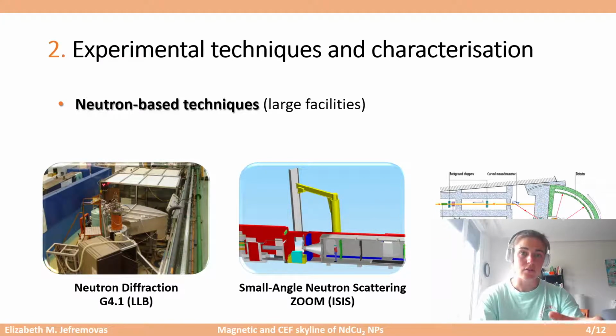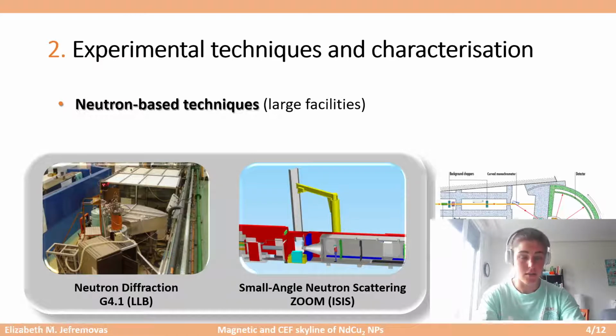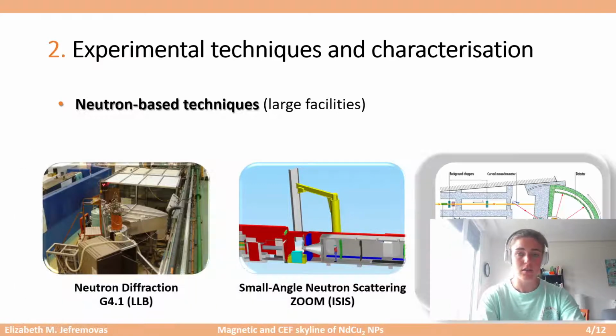Concerning the neutron experiments, of course, we need the use of large facilities. The static magnetic structure has been evaluated by means of neutron diffraction at Laboratoire Léon Brillouin in Paris. And the small angle neutron scattering has been evaluated by the use of the ZOOM instrument at ISIS in the United Kingdom. And on the other hand, we have studied the inelastic neutron scattering at Institut Laue-Langevin in Grenoble.